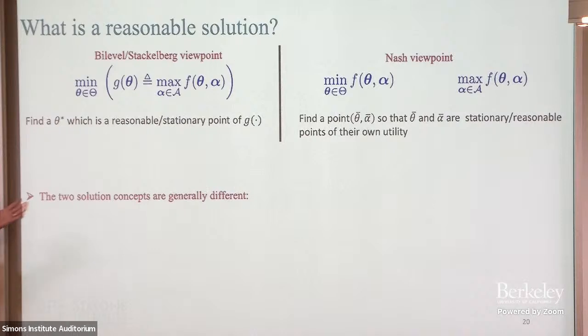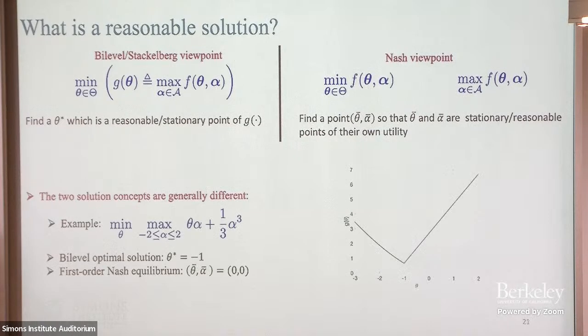So the two solution concepts are in general different. They don't coincide. You can come up with simple examples, such as this one. You can also add bounds if you want, theta between -1 and 1. In this example, if you plot the G function, which is this maximum, it's a nice convex function. And the only reasonable solution seems to be theta star equals -1 if you look at it from the bi-level viewpoint.